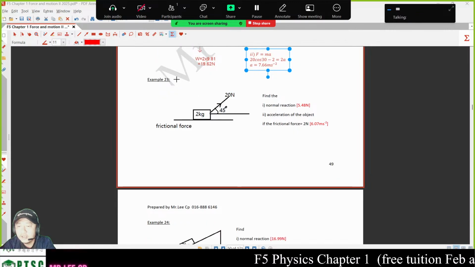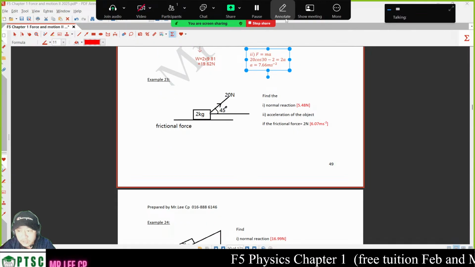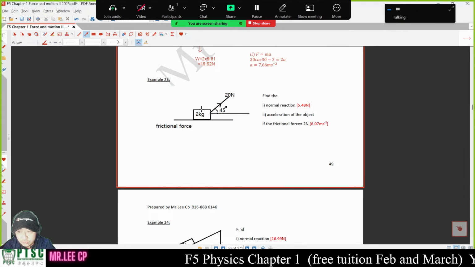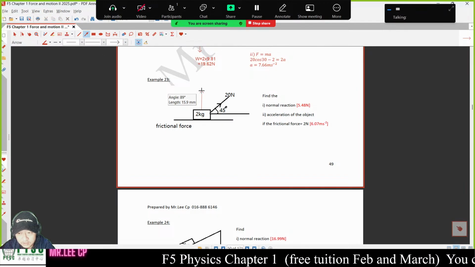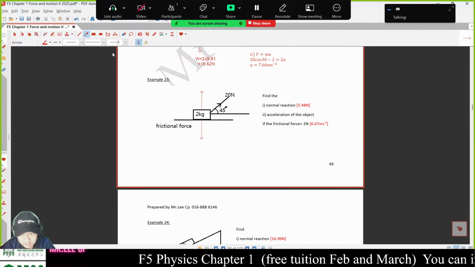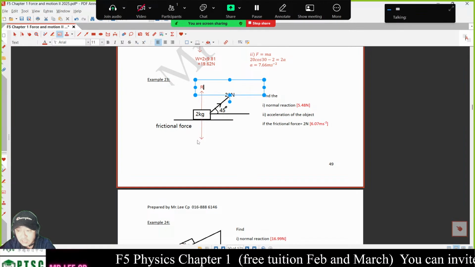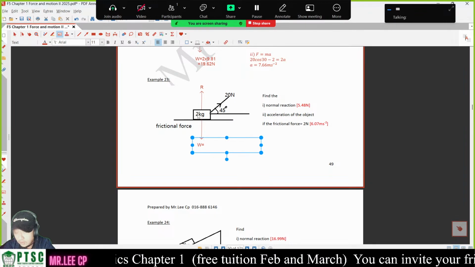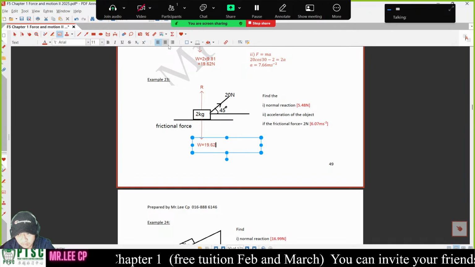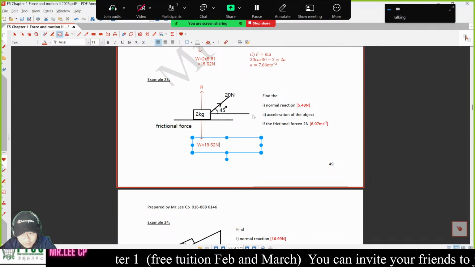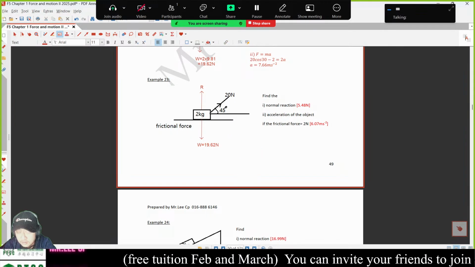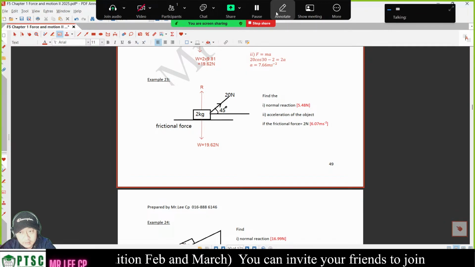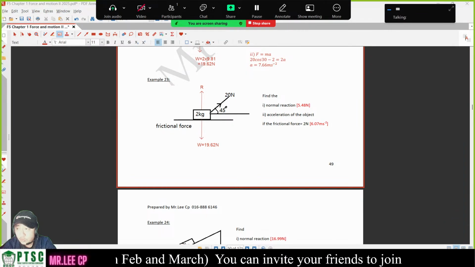Okay, now we look at the next example. Find the normal reaction and acceleration of the object. So there are two forces acting on this object. One is the reaction, the other one is the weight. So this is R, this is W. W is equal to 2 times 9.81, which is 19.62. So now you have one force of 20, pulling this way. Now you are going to find the normal reaction.